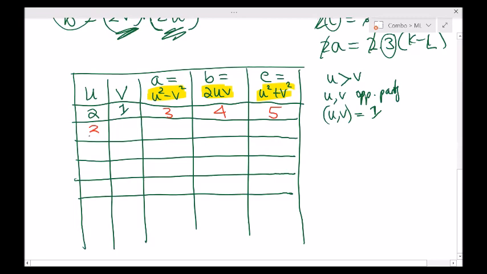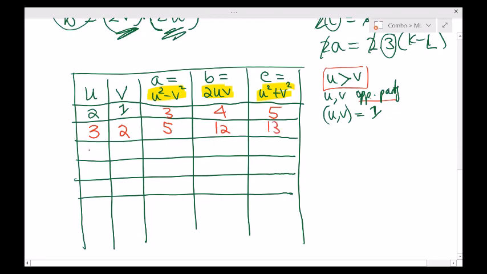Next one, 3. If U is 3, what is V? It has to be 2. Why? First of all, V has to be less than U. And secondly, they have to have opposite parity, and it has to be relatively prime. Plug them in, what do you get? 3 squared 9 minus 2 squared 4, that's a 5. 2 times 3 times 2, that's a 12. And 9 plus 4, that's a 13. Nice.